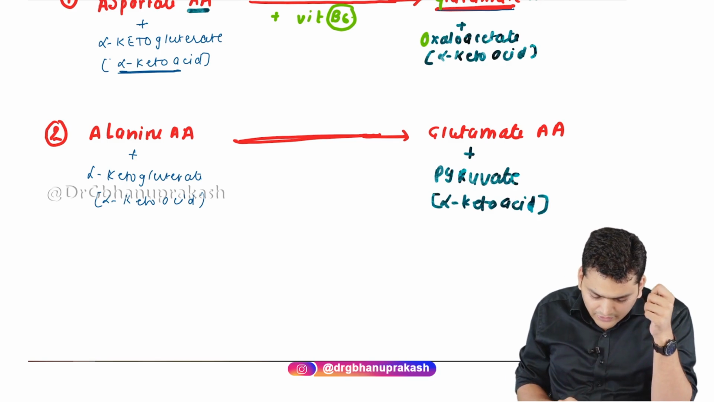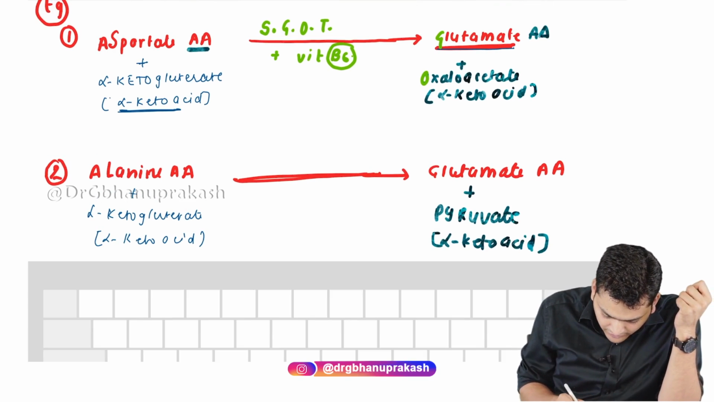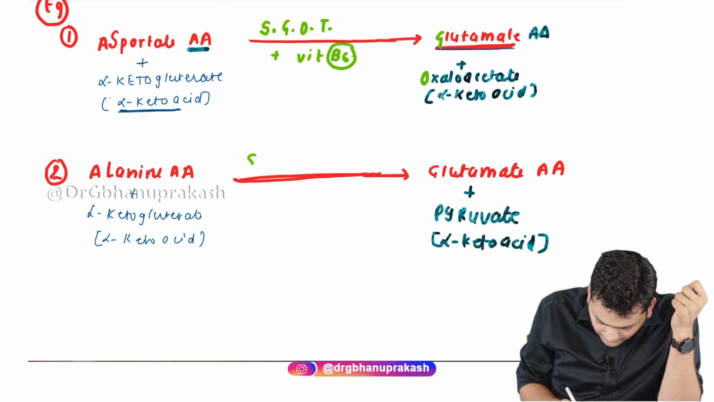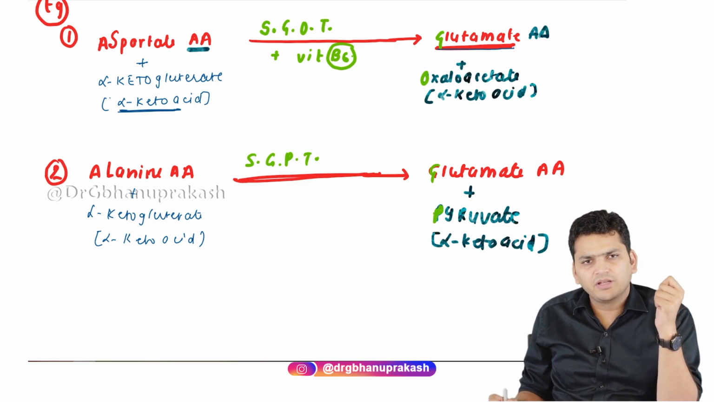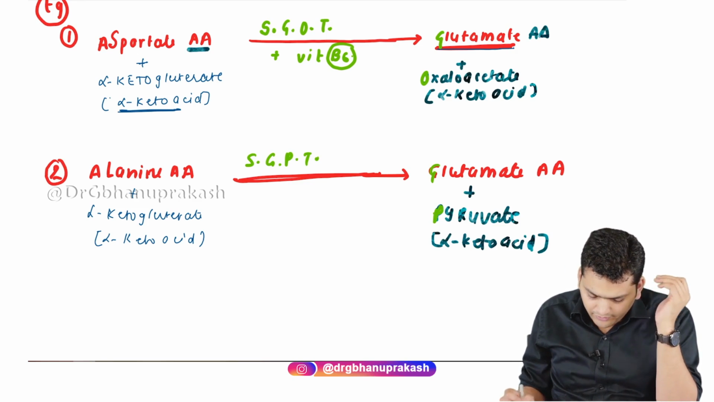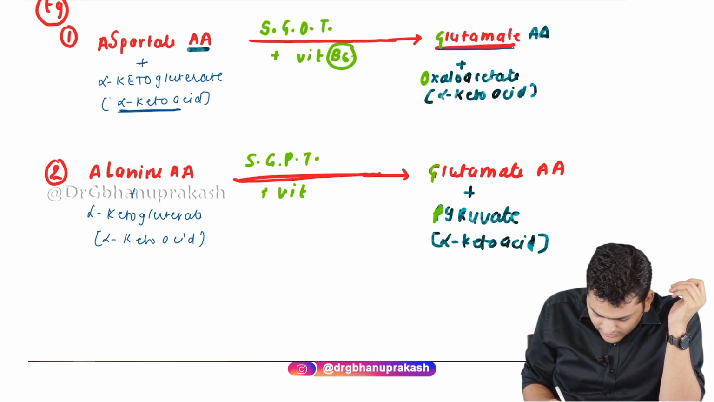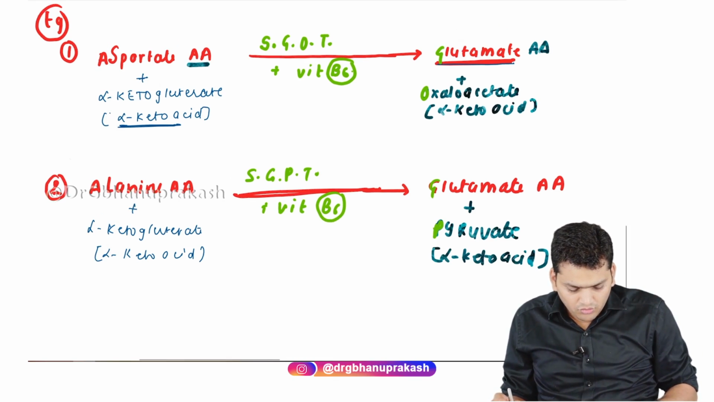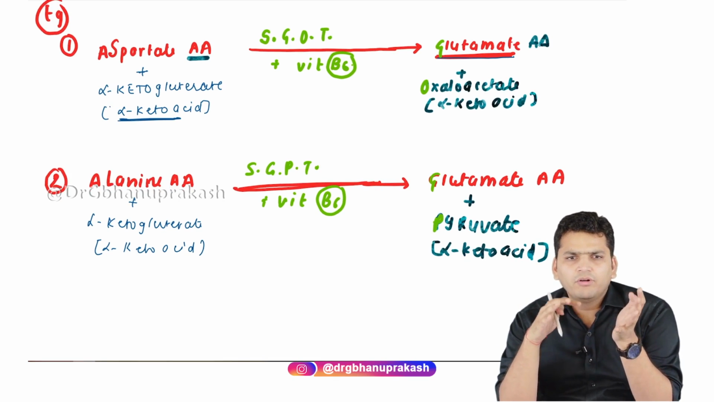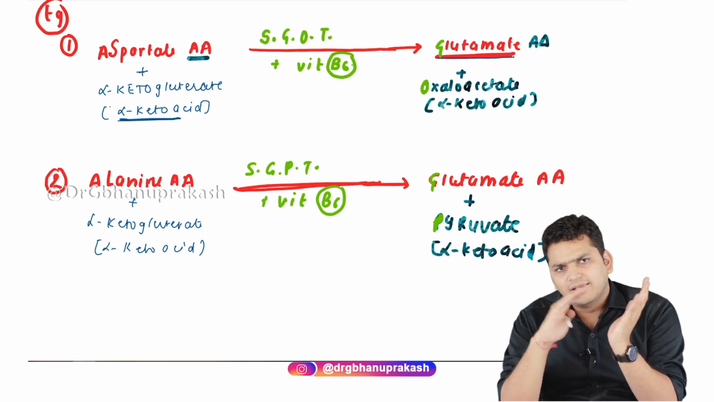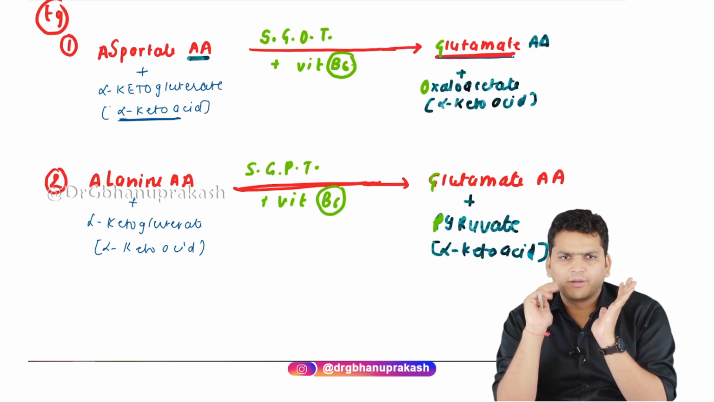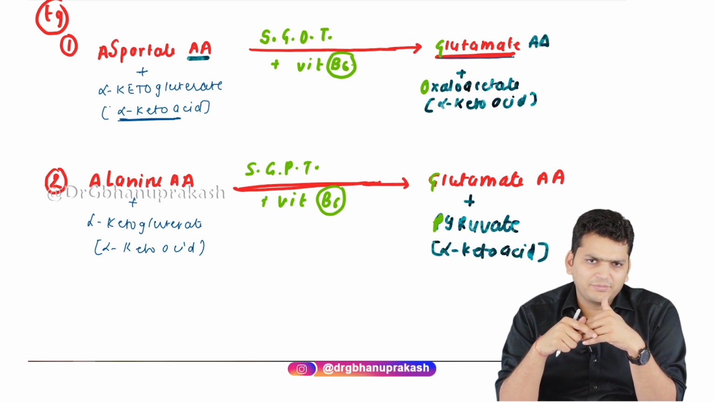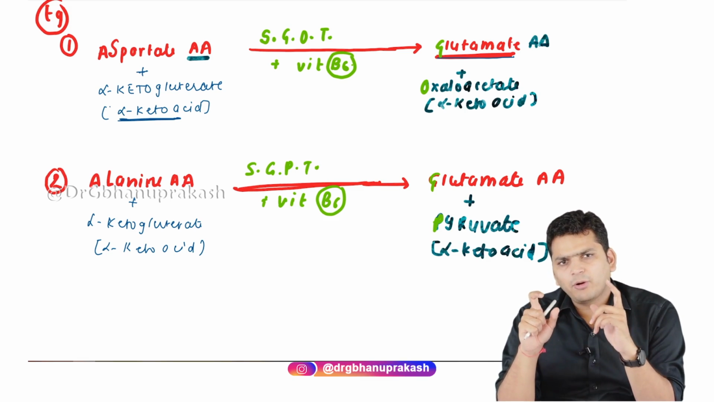When it comes to the name of enzyme, you can follow the green color marker: serum glutamate pyruvate transaminase, SGPT. Serum glutamate pyruvate transaminase, and the coenzyme is vitamin B6. The coenzyme is vitamin B6, right? So this is how we can convert one amino acid into another, that is aspartate to glutamate, alanine to glutamate. So to summarize the transamination, this transamination is a very important reaction.